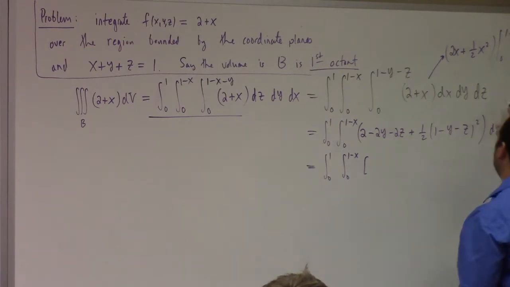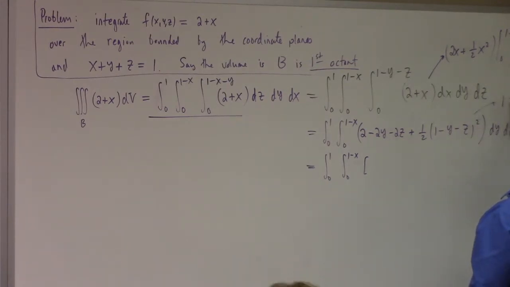What is this? Let me just write it out, otherwise I'll do something stupid. So that's 1 minus y minus z minus y plus y squared plus yz minus z plus yz plus z squared.